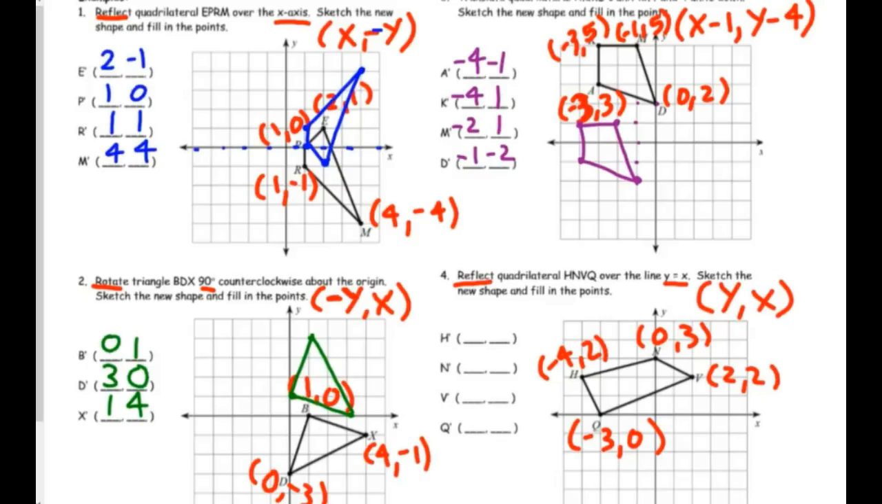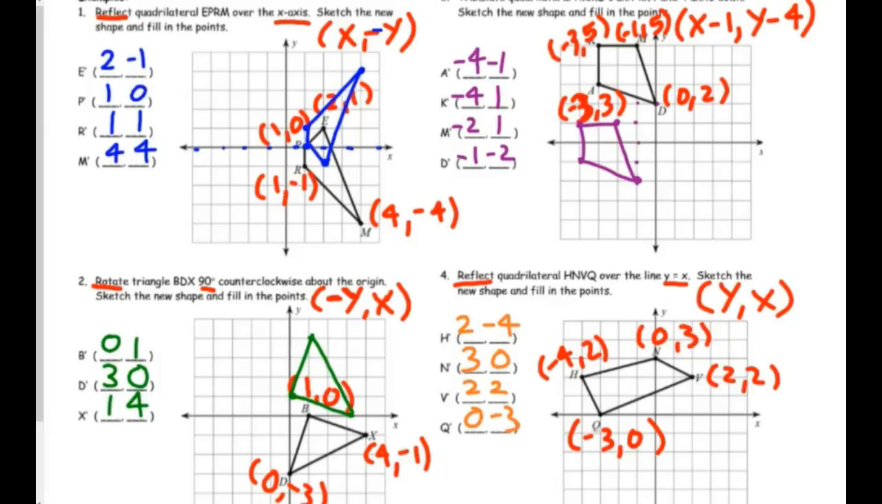So h, negative 4 and 2, if I switch those, I get 2, negative 4. 0, 3 becomes 3, 0. 2, 2 is still 2, 2. I ain't talking about no ballet. LOL. Negative 3, 0 becomes 0, negative 3.